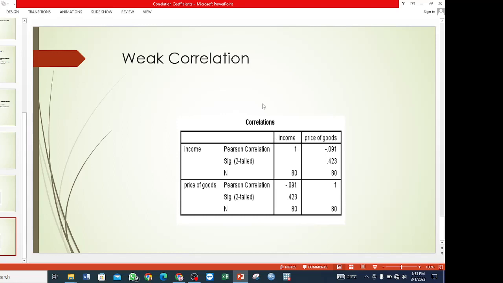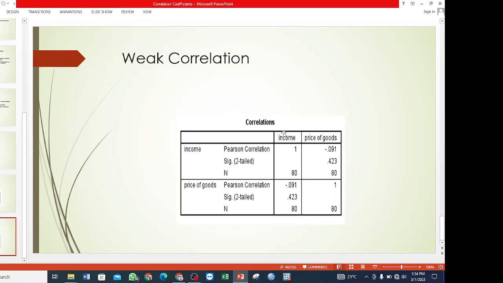And in this example, I was running the correlation between the price of goods and income. And you find that the correlation coefficient here is negative 0.091. And you find that this value is very close to 0. It's very close to saying that there is no correlation. Then we would say that the two variables, that is the price of goods and income, have a very weak correlation between them.